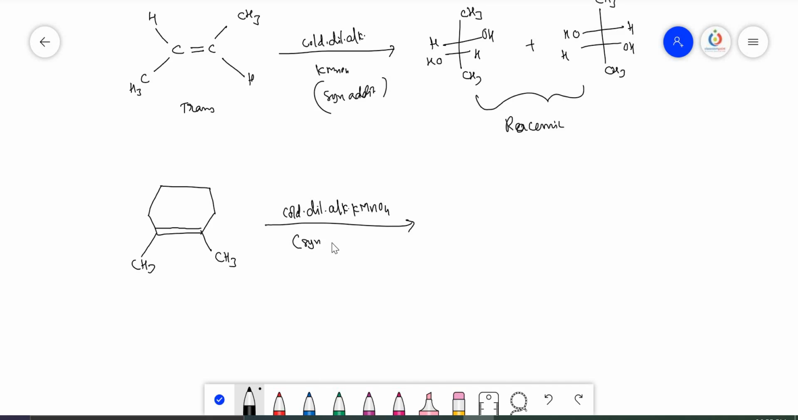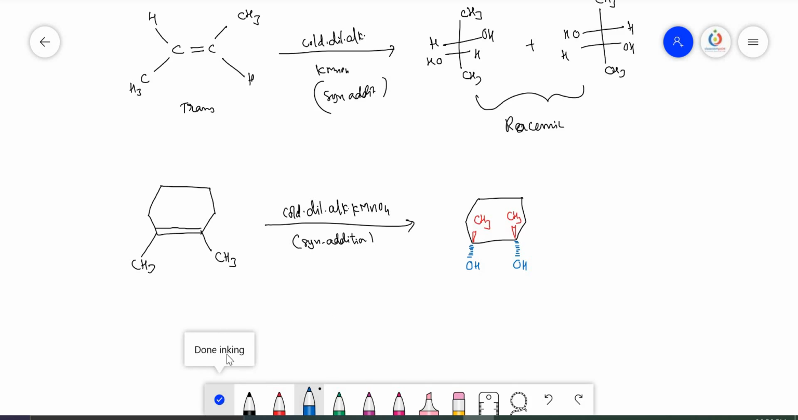This is syn addition. This is also a cis compound. Now you can understand the stereochemistry of what I am going to write down here. Just put both the OH groups on the same side, and write down both the methyl groups above the plane of the ring. So in this way we are going to get the molecule.